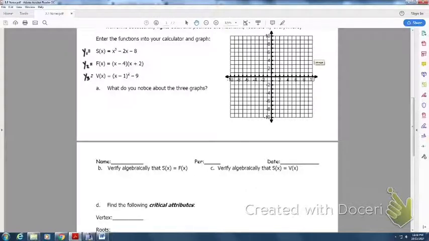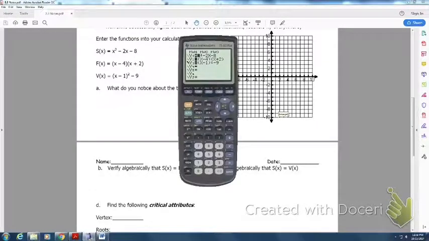Oh, yes. You're not doing S of x. Your calculator should look like that on the y equals screen. If it is not, raise your hand. Let me know if you're confused on what you need to put in there.